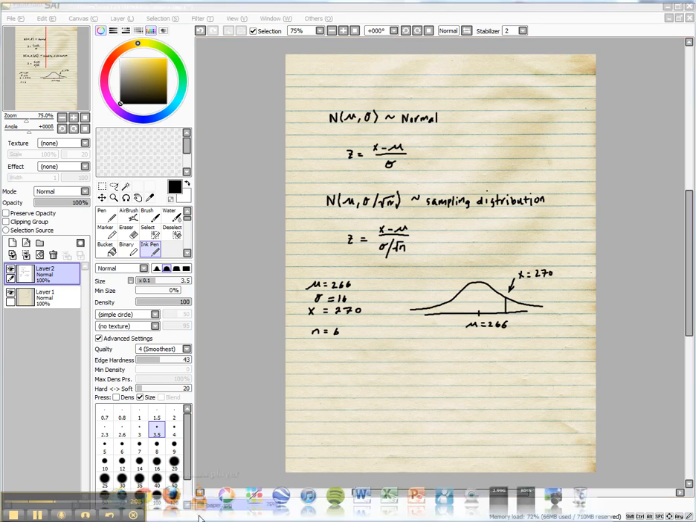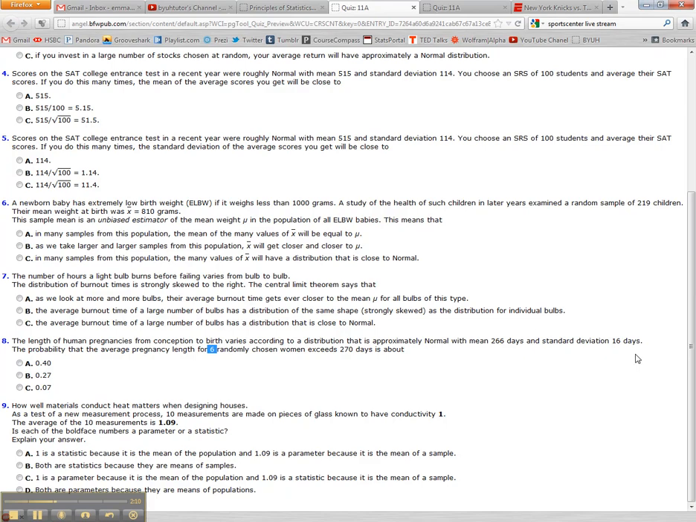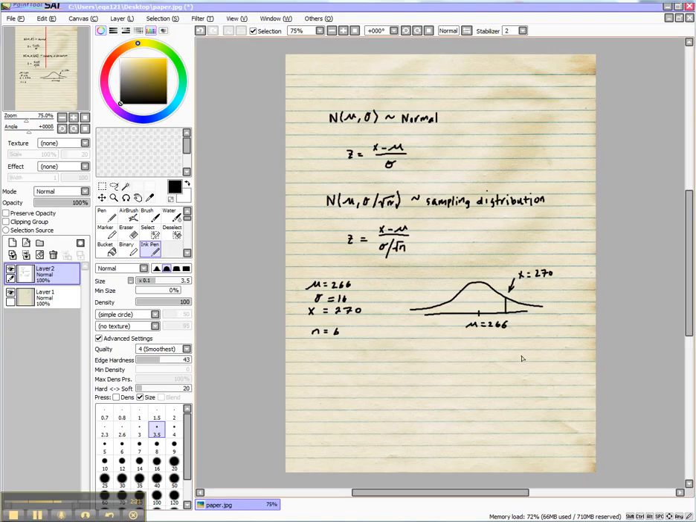Alright, so the question wants to know, let's first figure out if we're looking at the left or right side of the distribution. It says the probability that the average pregnancy length for 6 randomly chosen women exceeds 270. So we're looking at the right side where it exceeds 270. This shaded part right here is what we're looking at. Hopefully by now, from the previous chapters and from the previous exam that we just took, you can solve for this right side. So let's do that right now.